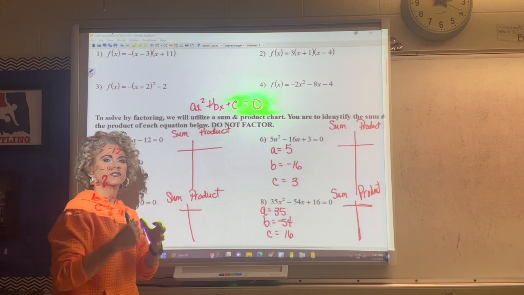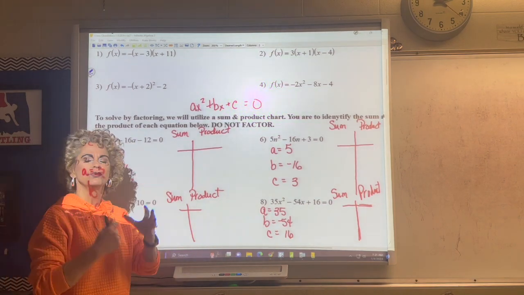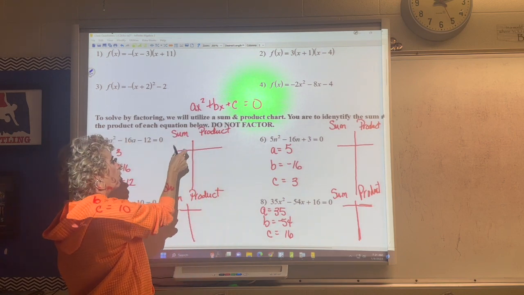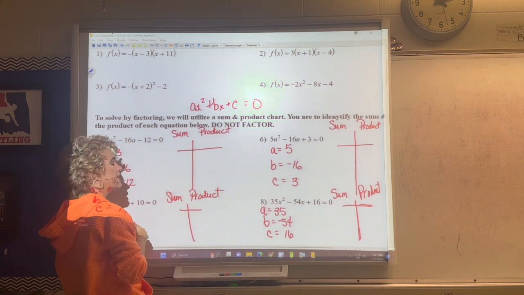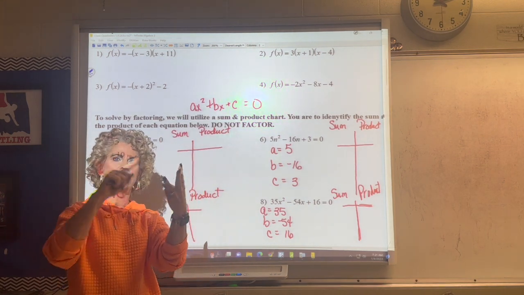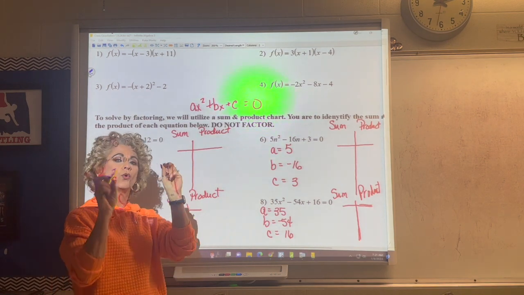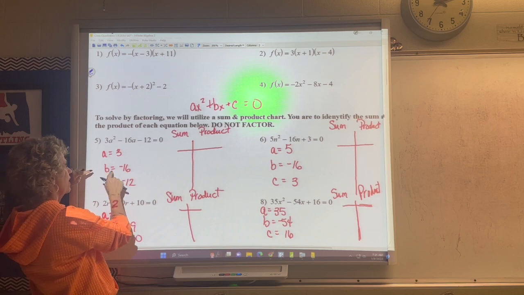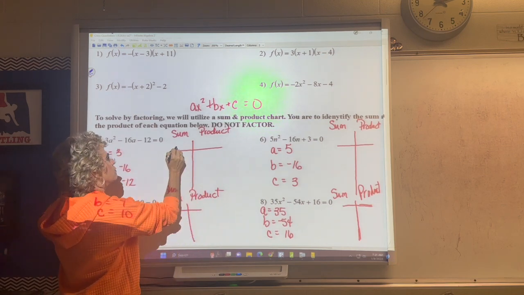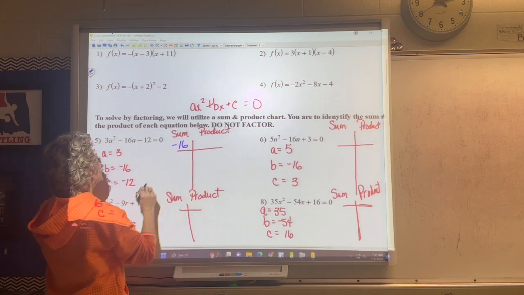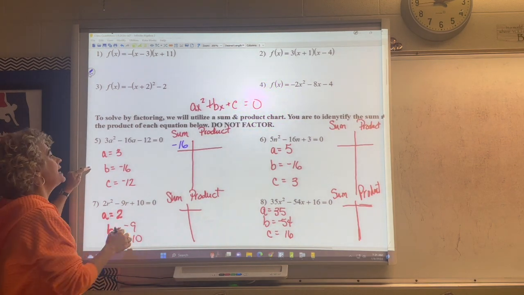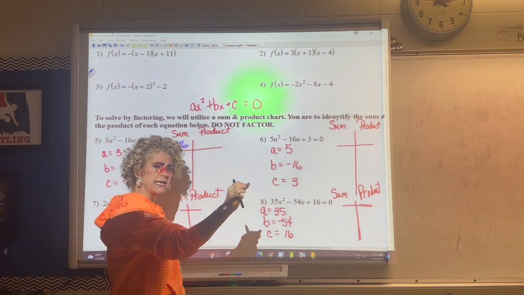We've got to fill it in. And this, guys, is really easy. It is so easy, okay? Your sum, what goes up here in this left-hand box, each time, every time, all the time, is your B value. Your B value on number 5 is a negative 16. So my sum here is a negative 16. That wasn't very hard. Now the product is really easy.